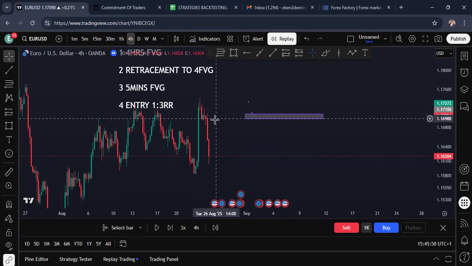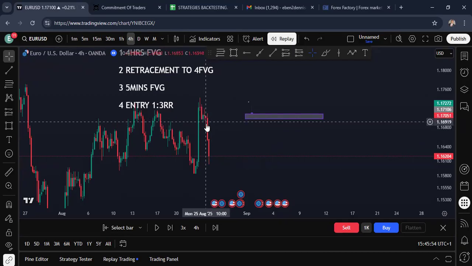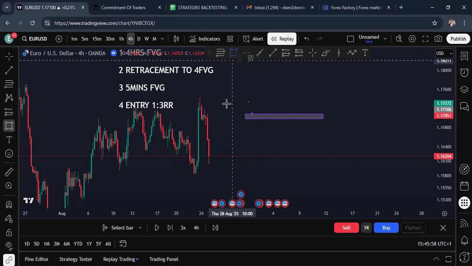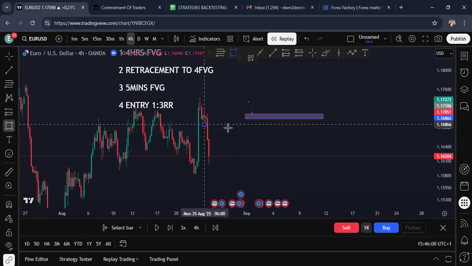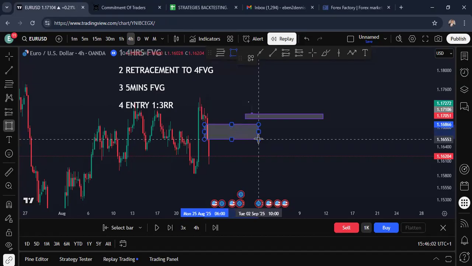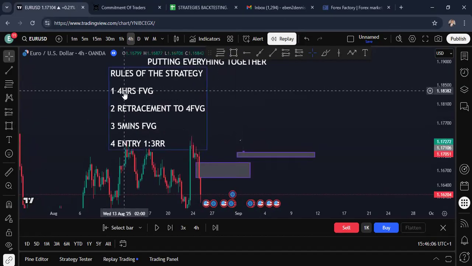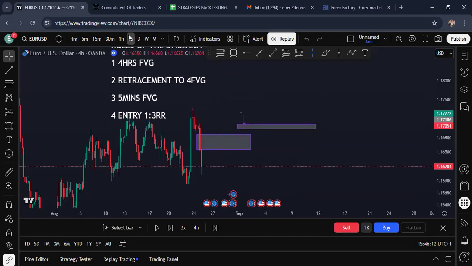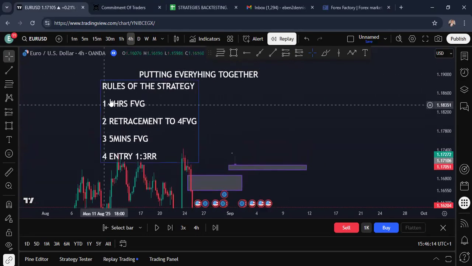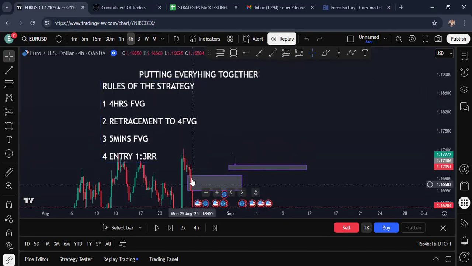Like I explained in the previous video, an FVG is the space between 3 different candles. So we have this candle 1, candle 2, and candle 3. The space between the 3 candles is regarded as the FVG. So we would mark this area. This is our FVG. So what are we looking for? We will follow the first rule of the strategy, which says find the 4 hours FVG. So we have found a 4 hours FVG. This is the 4 hours time frame.